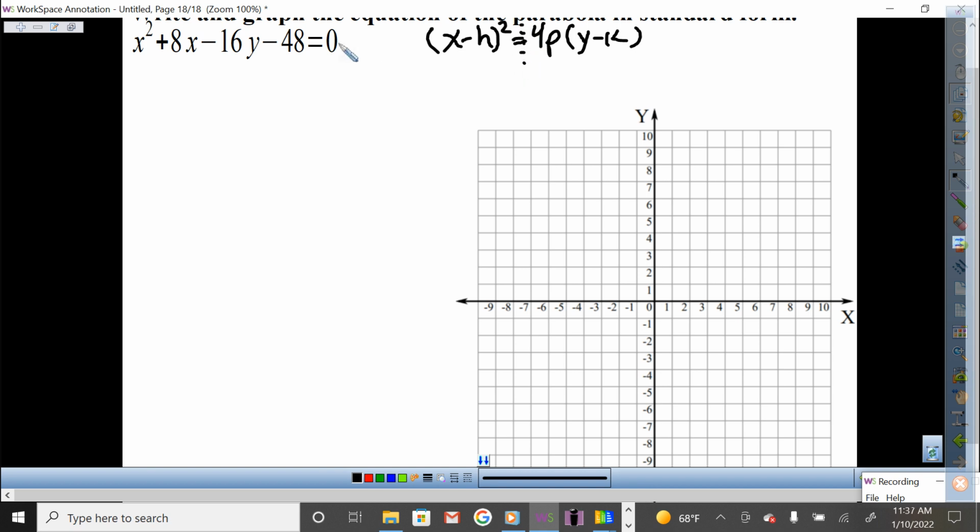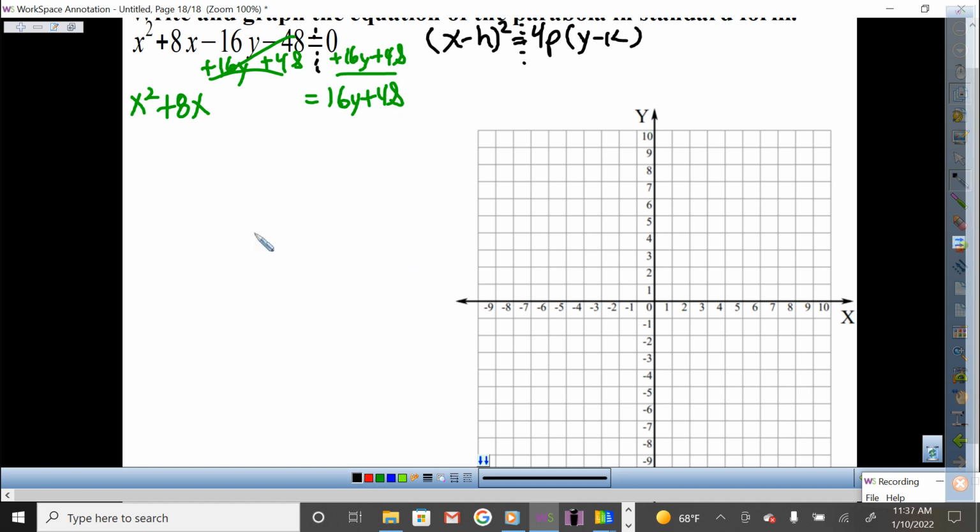So, line down the equal sign. I need to leave all x's to one side. Tell your neighbor what to do at that step. Andy, go. Add 16y and add 48. Add 16y, add 48 to both sides. We got x squared plus 8x, empty space, equals 16y plus 48.